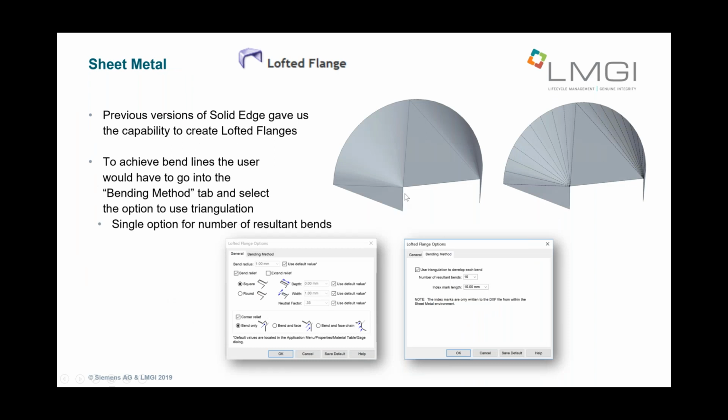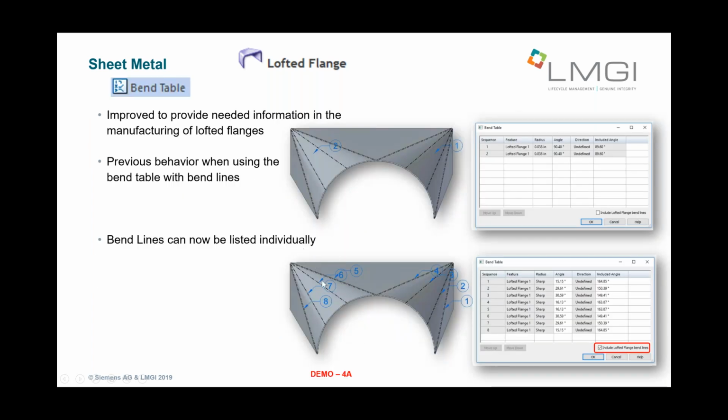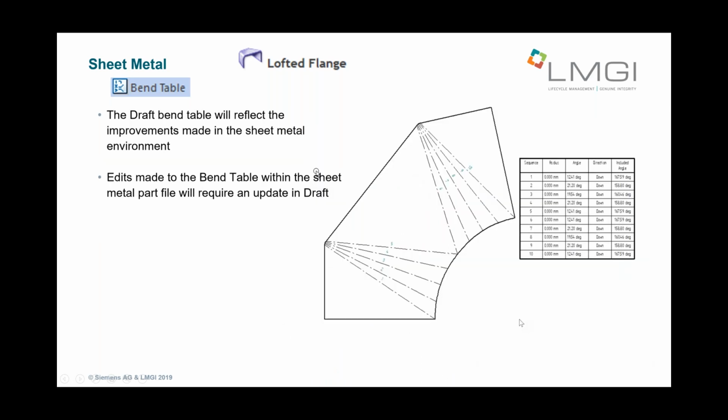Here we're lofting from a rectangular shape to an arc. And typically what we've had in Solid Edge is it makes these bend lines here. And these bend lines are what would be output in a DXF file. And this is what you'd get, by the way, a bend table with only 2 bends. But now those transitional lines can actually be bend elements. And the bend elements will give you a very explicit bend table that you can use for manufacturing purposes.